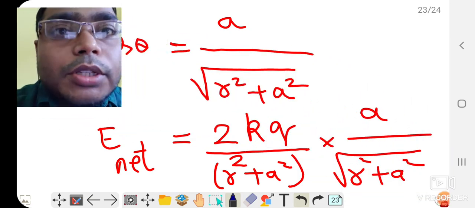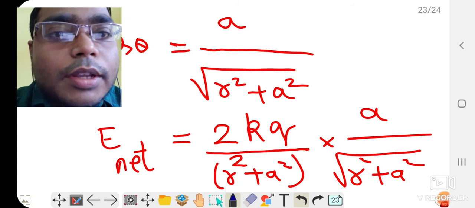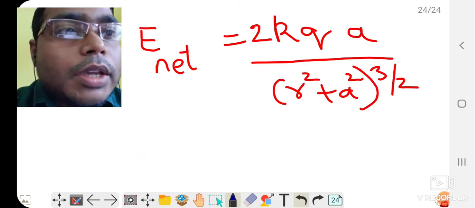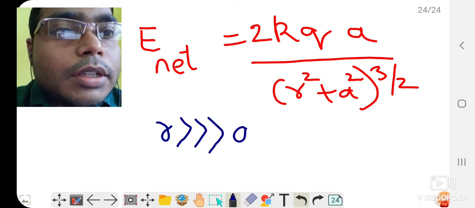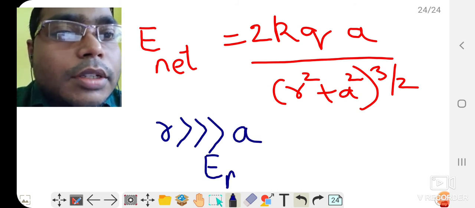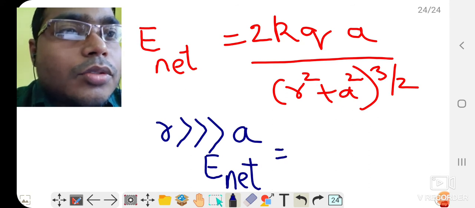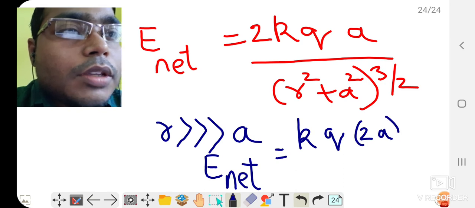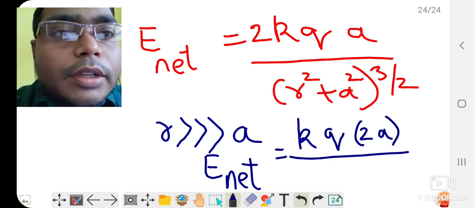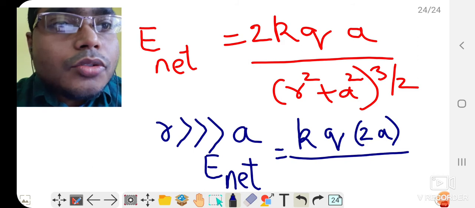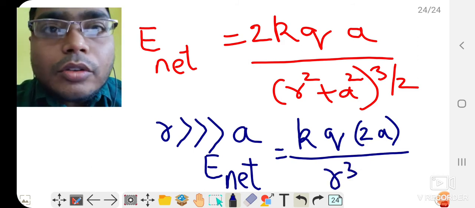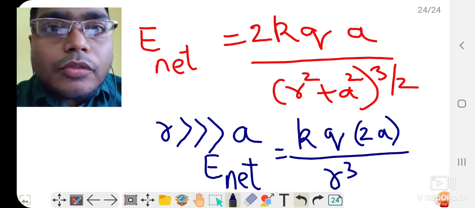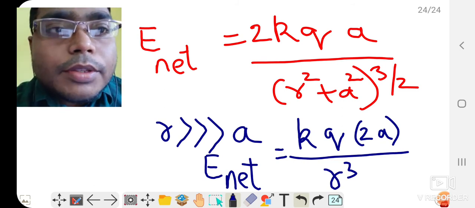We put in the expression for cos theta, then we calculate. After calculation we get this. Here also the same approximation, r is very much greater than a. So then what will be the net electric field? We can write this as the charge times 2a divided by r cubed, since we can neglect a in comparison to r. I think it's clear to all of you. This a we can neglect in comparison to r.